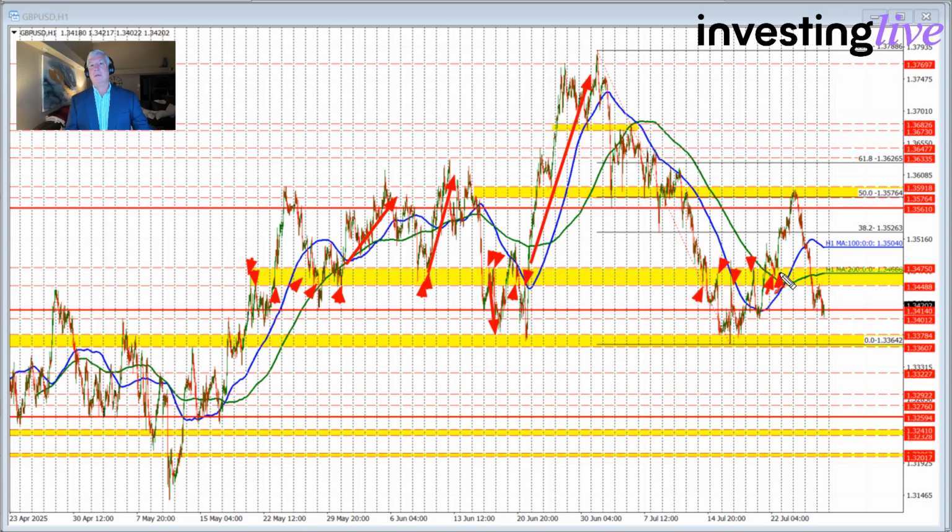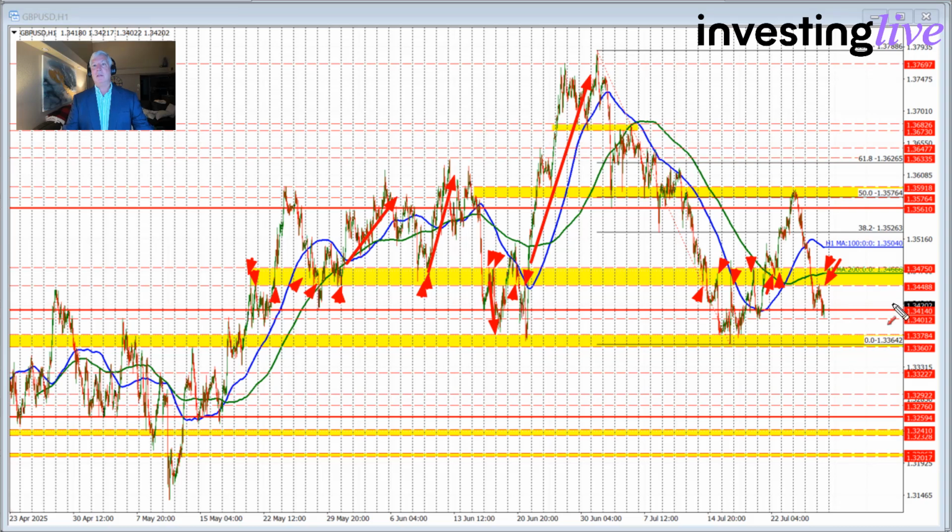You can see the number of different times the price came into that level, either as support or resistance, even over the last couple of weeks. This is the hourly chart, so the last couple of weeks of trading. And now we're going to use this area as resistance here, 134.48, 134.75, with the 200-hour moving average of 134.66 in between. Can't move above those levels.